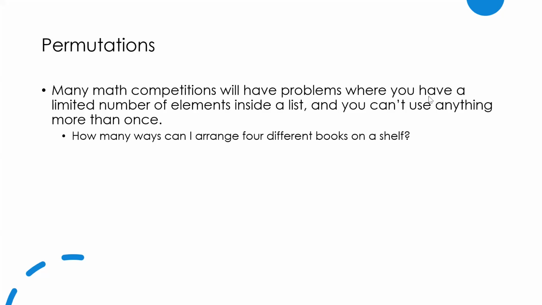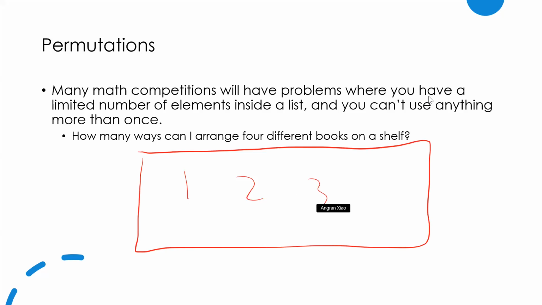So how many ways can I arrange 4 different books on a shelf? So we have 4 different books. Think of it this way: we have a shelf and we have 4 different places where we can put books. Now we need to find the number of possibilities for each place. I have 4 books and I can only use each book once, so it's not like we can use one multiple times. Here we start with the first position, and since we have 4 different books to choose from, we start with 4.